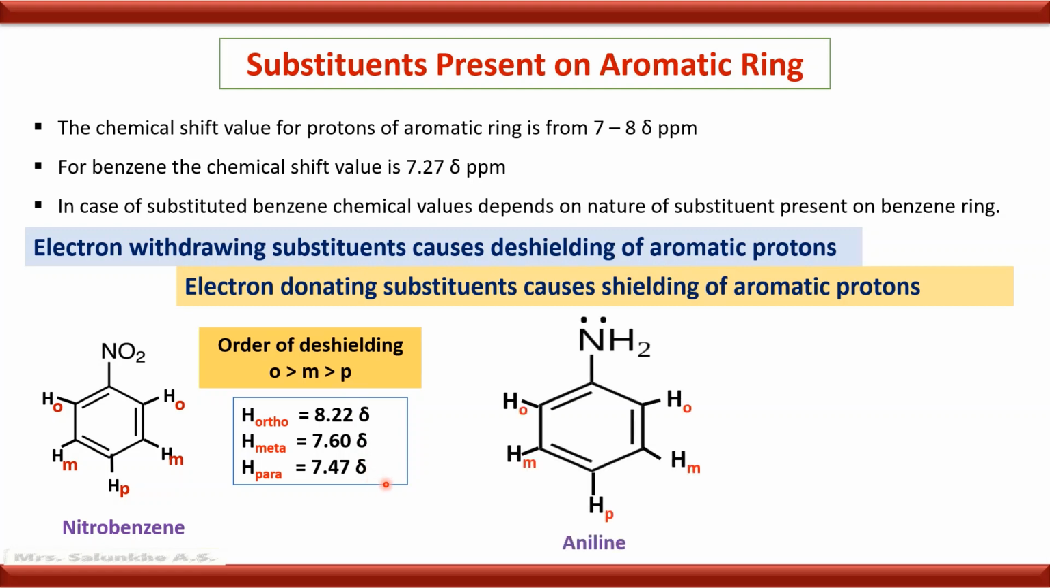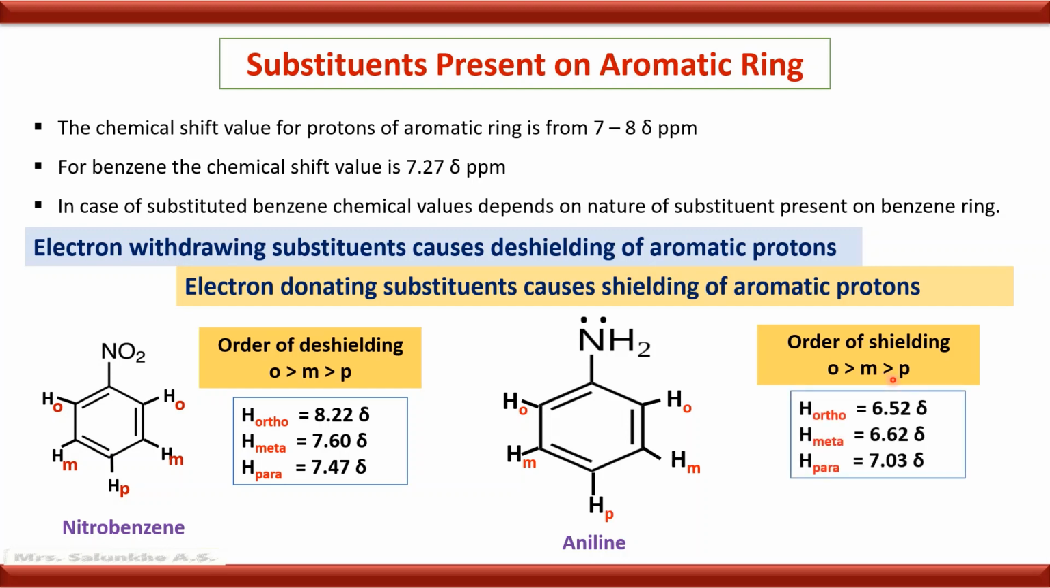On the other hand, if an electron donating group is present on benzene ring, for example in case of aniline, the NH2 group is present on benzene ring and NH2 group shows electron donating mesomeric effect, and due to this, electron density on benzene ring increases, and when electron density on benzene ring increases, the shielding of proton takes place. But the order of shielding is ortho protons are more shielded than meta protons, which are more shielded than para protons.